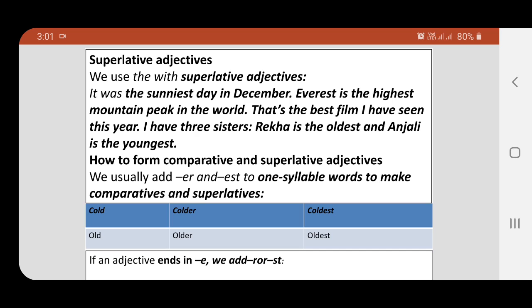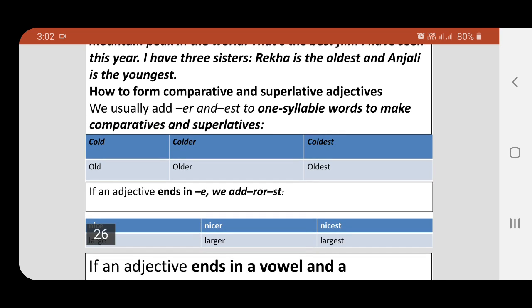Suppose if I use comparative adjectives, Rekha is older than Anjali. So, we have 2 types of adjectives, comparative adjectives and superlative adjectives. I have given the definitions and examples. How can you make a comparative and superlative adjective? See, to make a comparative adjective, we add er.